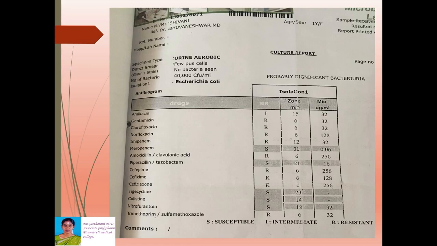So Septran again, here it showed resistant. So you need to change the antibiotic. So among this, which can be preferred? Here the baby was treated with nitrofurantoin because it is a cheap drug and it can be given orally.